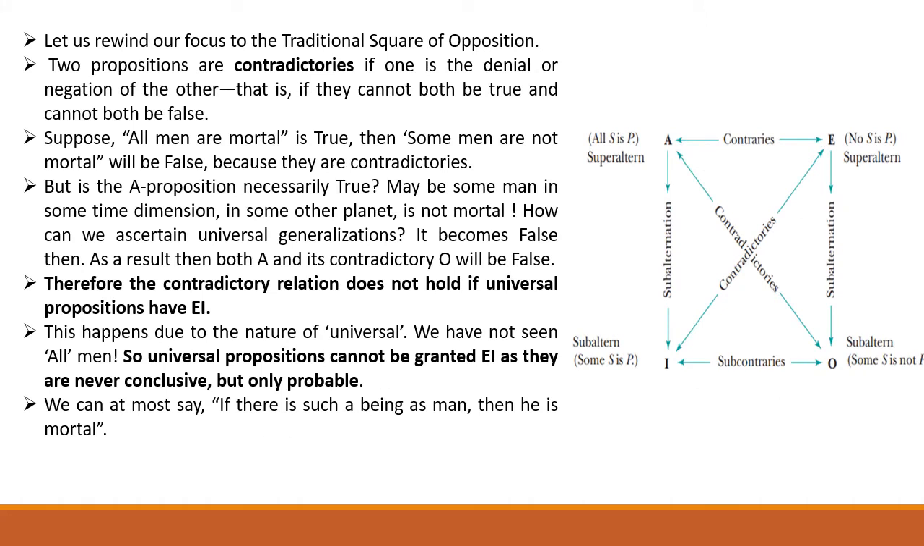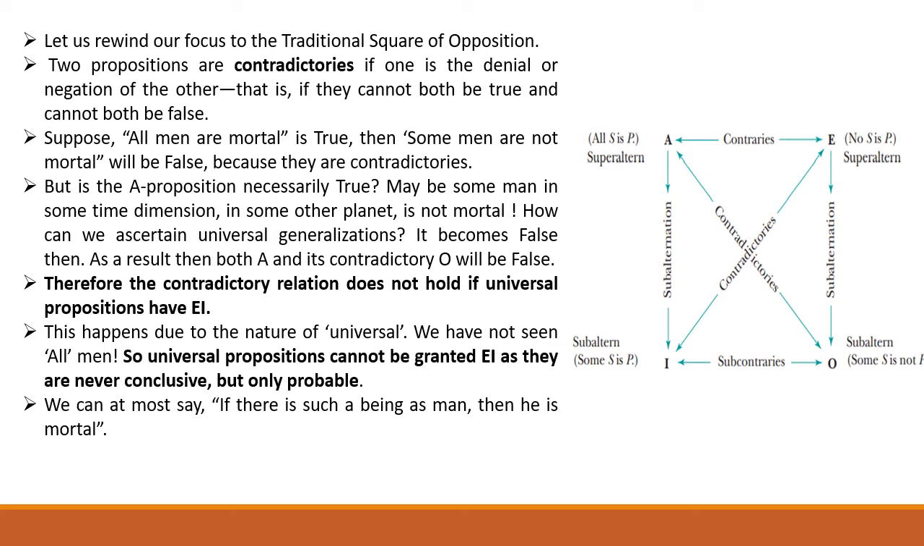Now, problems regarding the contradictory relation between A and O, E and I will also arise if A and E are granted existential import. Two propositions are contradictories if one is a denial or negation of the other. That is, they both cannot be true and they both cannot be false. So now suppose all men are mortal is true. Then some men are not mortal will be false because they are contradictories. But the A proposition says all men are mortal.